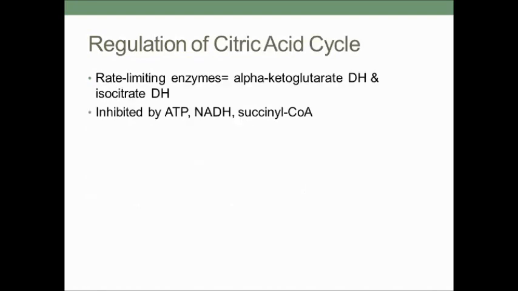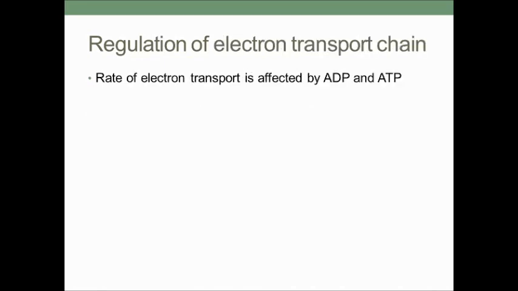In the citric acid cycle, our rate-limiting enzymes are alpha-ketoglutarate dehydrogenase and isocitrate dehydrogenase. The citric acid cycle itself is also inhibited by ATP, NADH, and succinyl-CoA. And the electron transport chain is affected by ADP and ATP. As you can imagine, if you have a lot of ADP, the electron transport chain would speed up, and if you have too much ATP, it would slow down.